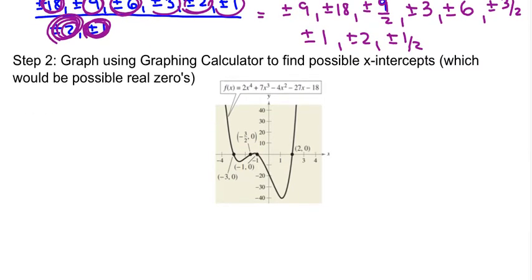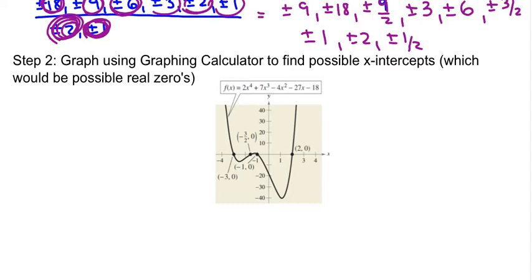Step 2. Use a graphing calculator. On a separate video, I will teach you how to enter a function into the graphing calculator and then zoom in to find the possible x-intercepts. Remember, we will use synthetic division to prove it.